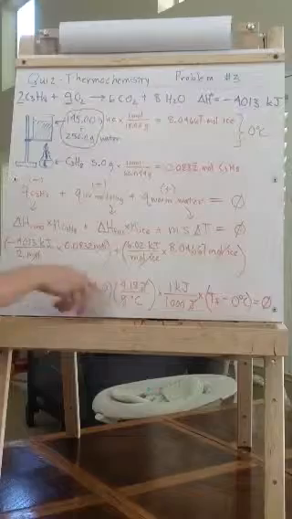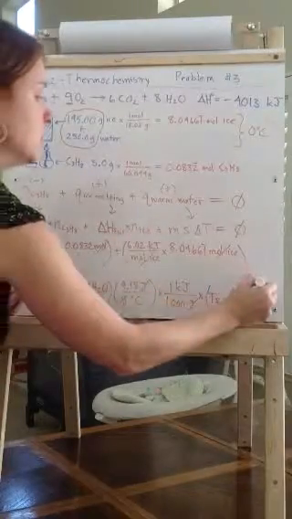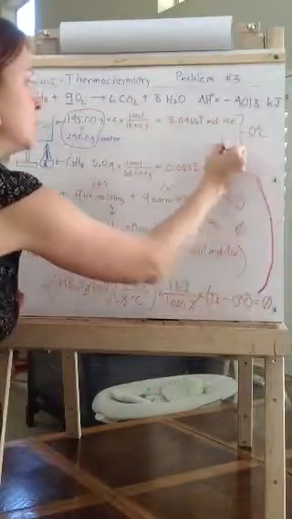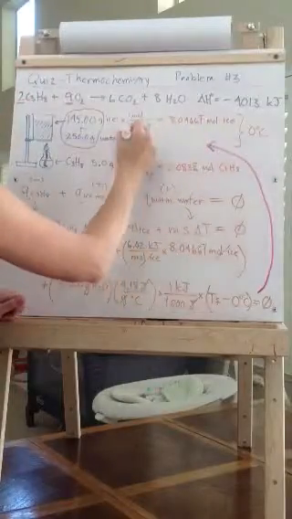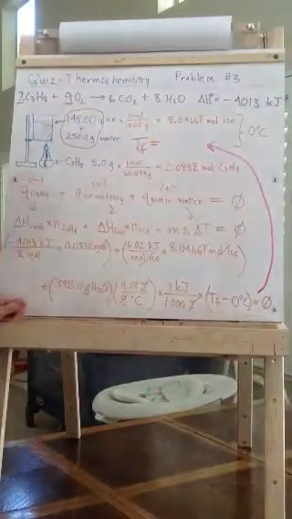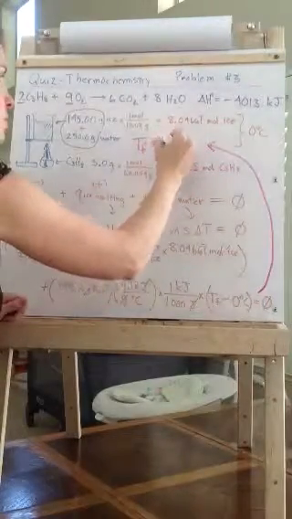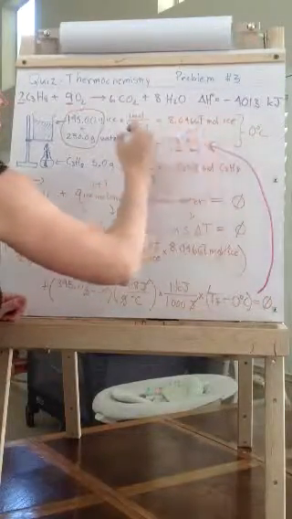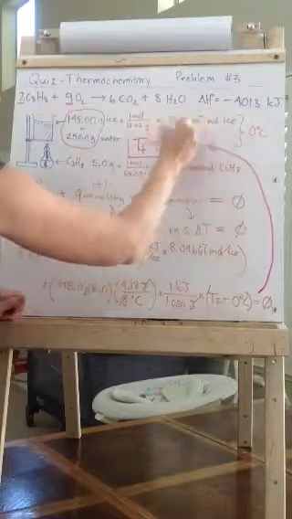And so now all I have left to do is a little algebra on my calculator. And I'm going to write my final answer up here because I'm running out of space. But when we solve for T final, we find that it is equal to 72 degrees Celsius. And so that's our final answer.